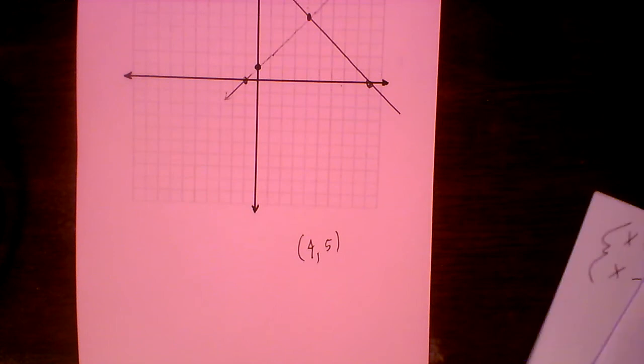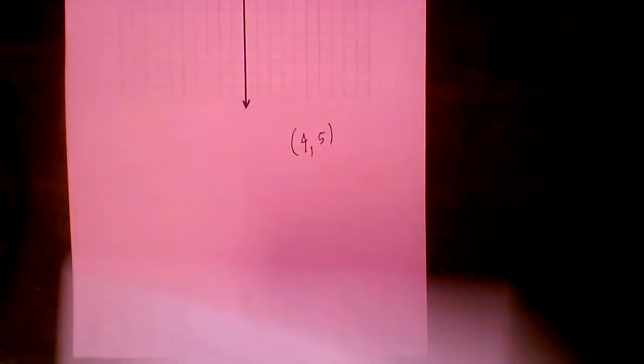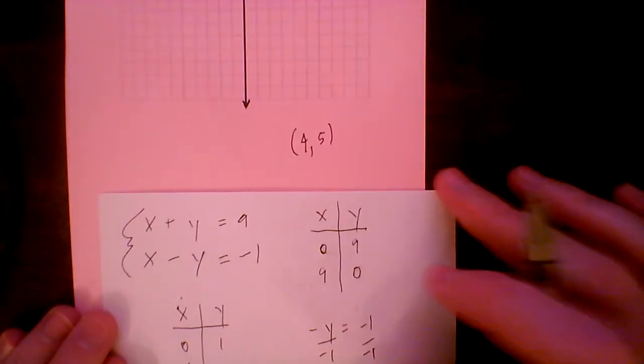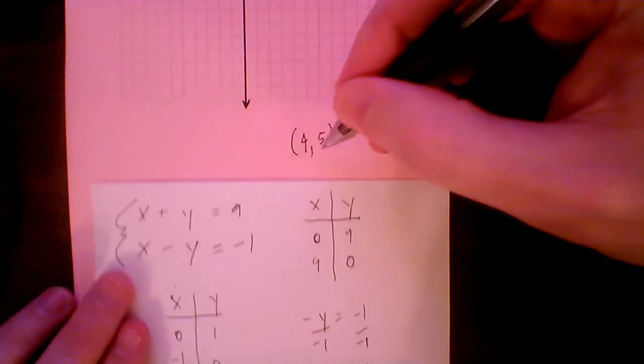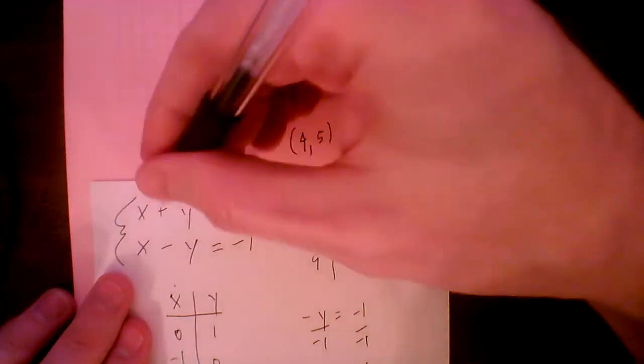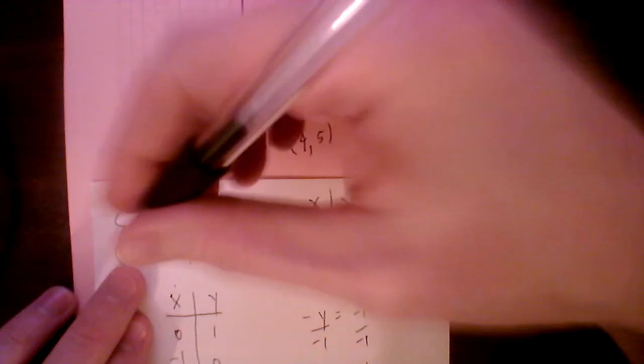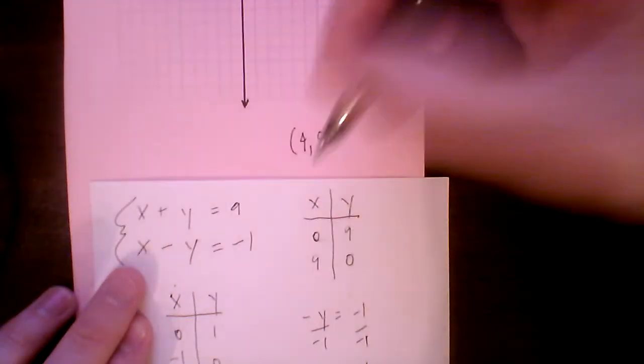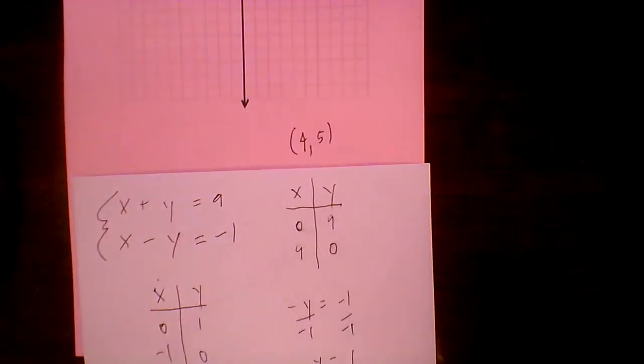And of course, like we talked about before, we can check this by plugging it back in. So 4 plus 5 does give me 9. And 4 minus 5 does give me -1. And so it works in both equations. So these things are pretty easy to check. You can just plug them into both equations and make sure you get solutions to both.